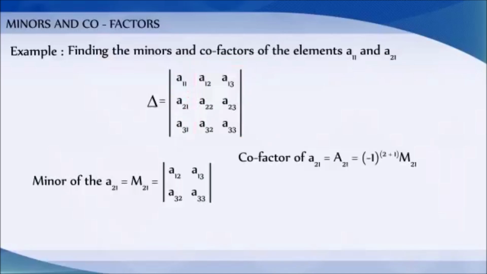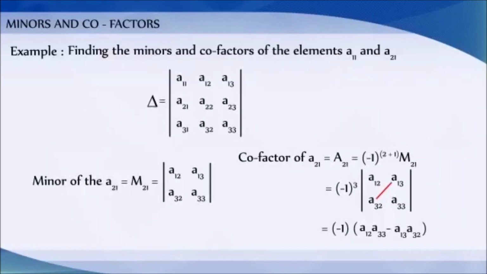Now, cofactor of A21 is equal to capital A21, which is equal to (-1)^(2+1) into M21. That is minus 1 into A12 A33 minus A13 A32, which is equal to minus A12 A33 plus A13 A32.